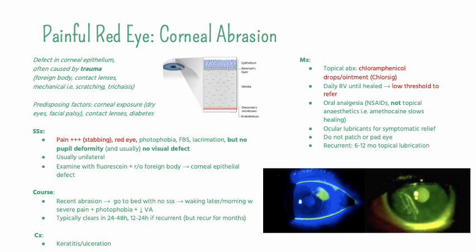The management plan for corneal abrasions is topical antibiotics, so Chlorsig, which you can get over the counter at the pharmacy, and daily review until it's healed. Do make sure that there is a low threshold to refer. So if you are concerned about the complication being keratitis, if there are keratitic features, refer to an ophthalmologist. Oral analgesia, ocular lubricants for symptomatic relief, and don't patch the eye. Older management strategies may include an eye patch, but there is strong evidence to suggest that eye patches delay healing within 24 hours.